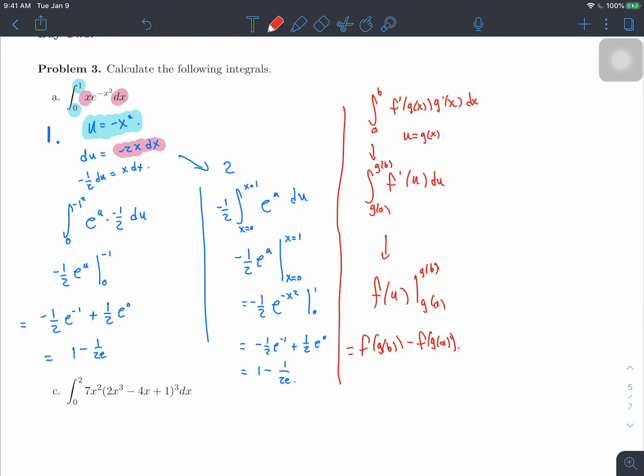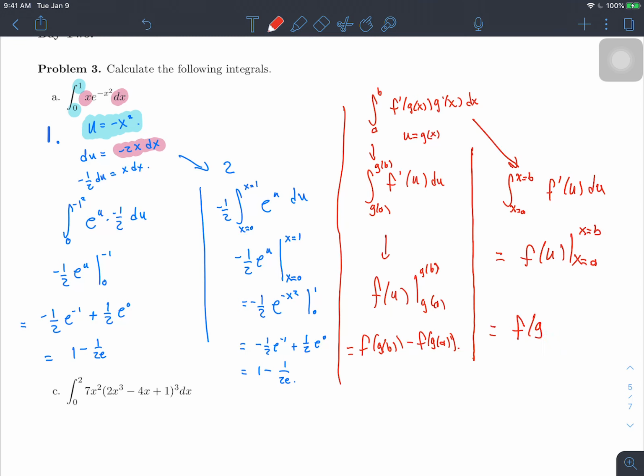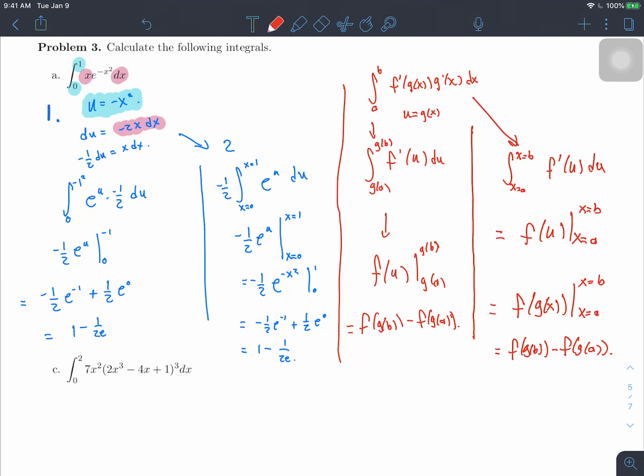That's the method where we change the constants. Okay, so the other method we can take is method 2. We just write integral from x equals a to x equals b of f prime of u du equals f of u, and then we write evaluated at x equals a, and then x equals b, and then we replace u by g of x again, and we keep x equals a and x equals b. And then we wind up with the same thing, f of g of b minus f of g of a. Okay, so the two methods, it's really just your preference.